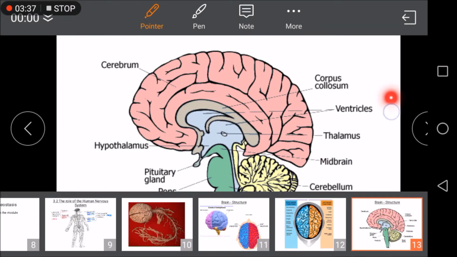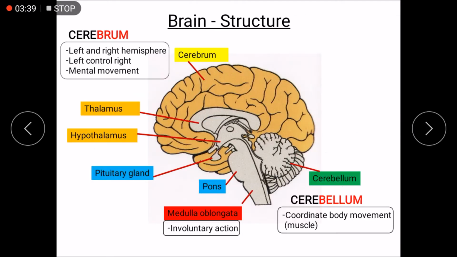Now for every part here you have to know the function. So for the cerebrum, the function is to control the mental, a lot of this thinking, everything actually, because this is the biggest part of the brain. Then the second part will be the smaller one, the cerebellum. It will coordinate the body movement such as the muscles. And the last one, the third part of the brain, will be the medulla oblongata, where it controls involuntary action.